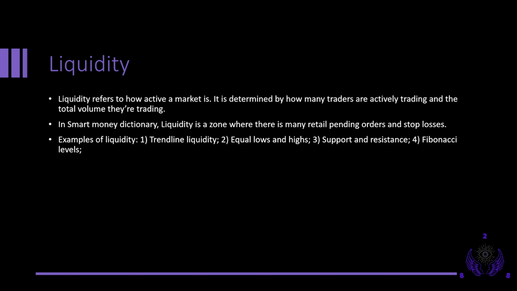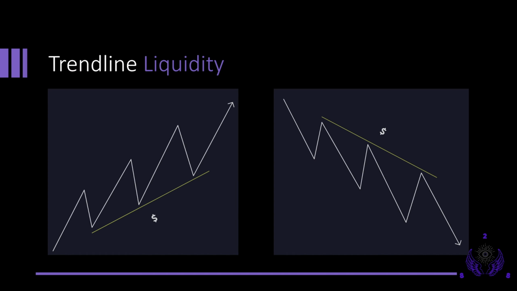So when it comes to your confluences when entering, with lower time frame confirmations, middle time frame confirmations, or even higher time frame confirmations, we have an overall bias of where price is going to go. This is an example of trendline liquidity. In the first picture we have bullish trendline liquidity. So what does it mean?